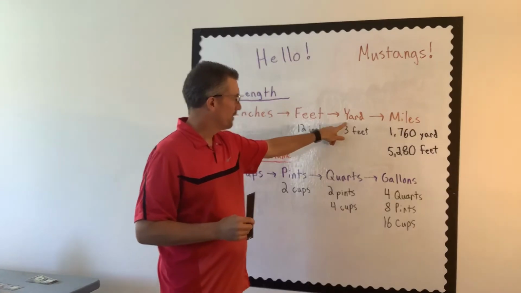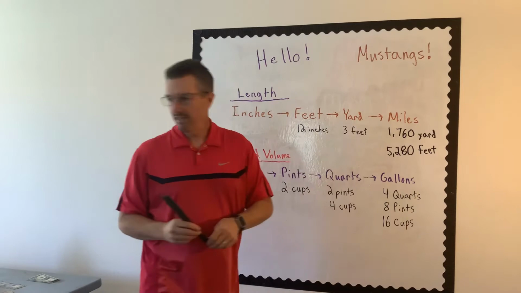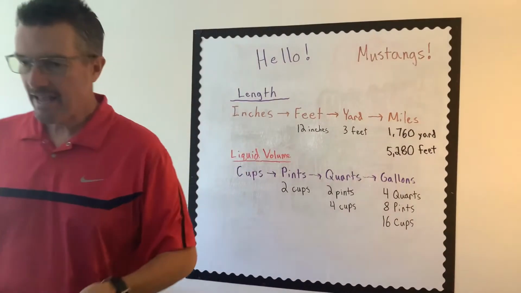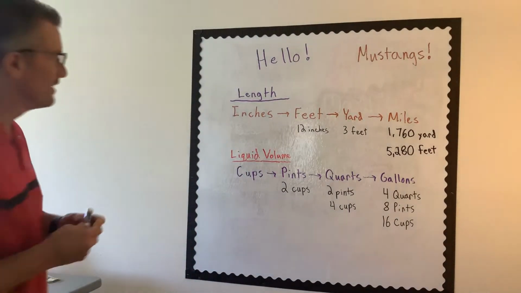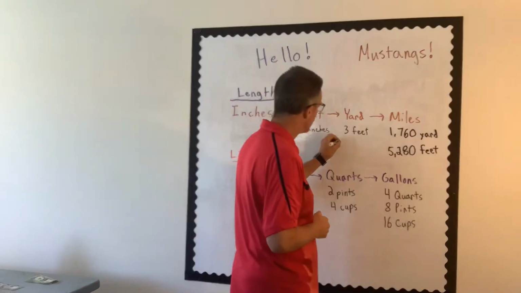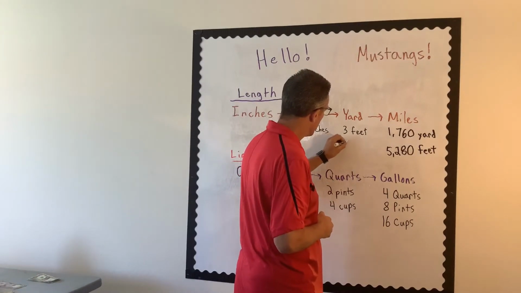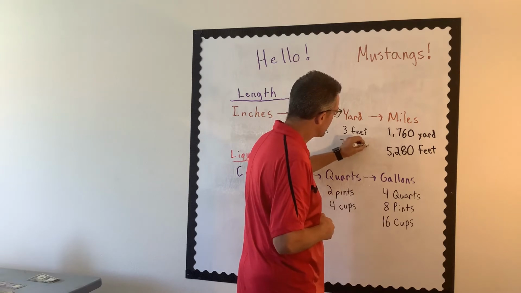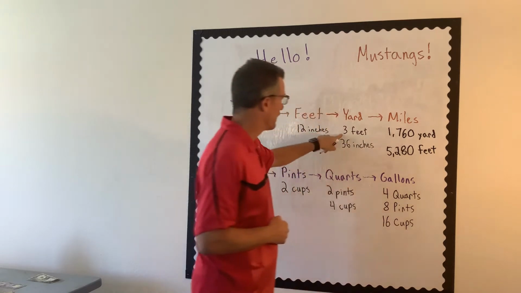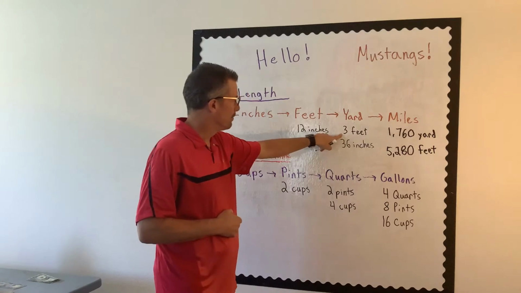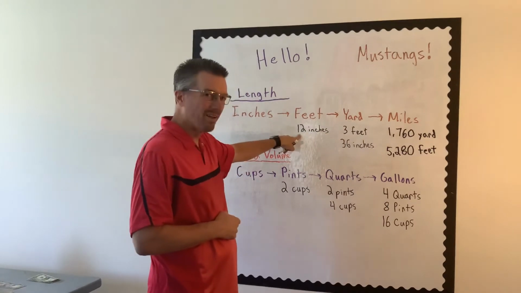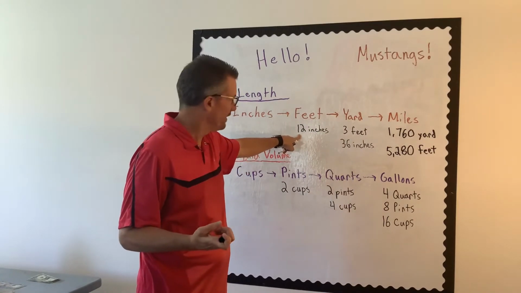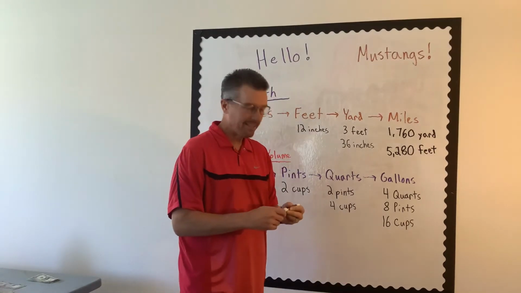A yard is 3 feet, and I should add that a yard is also 36 inches, right? How did I know that? Because it's 3 feet, right? So I converted my 3 feet, and there are 12 inches in each foot, so that's 36 inches.